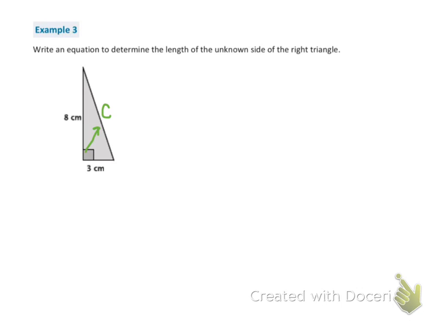Okay, so hopefully you've paused the video to do this one on your own. If not, do so now. So our equation would be 8 squared plus 3 squared is equal to C squared. And this is 64 plus 9 is C squared.